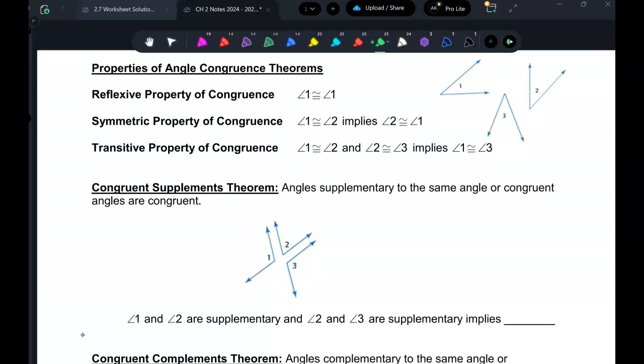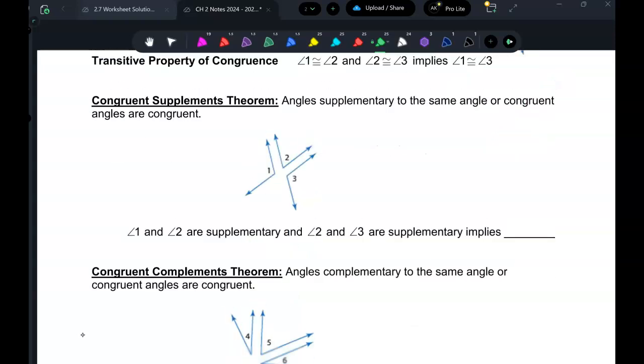Again, this is just a quick summary. We already know reflexive, symmetric, transitive. I just kind of threw this in here. Those properties all apply to angle congruence. Good. All right. This is a new one. Congruent supplements theorem: angles supplementary to the same angle or congruent angles are congruent.